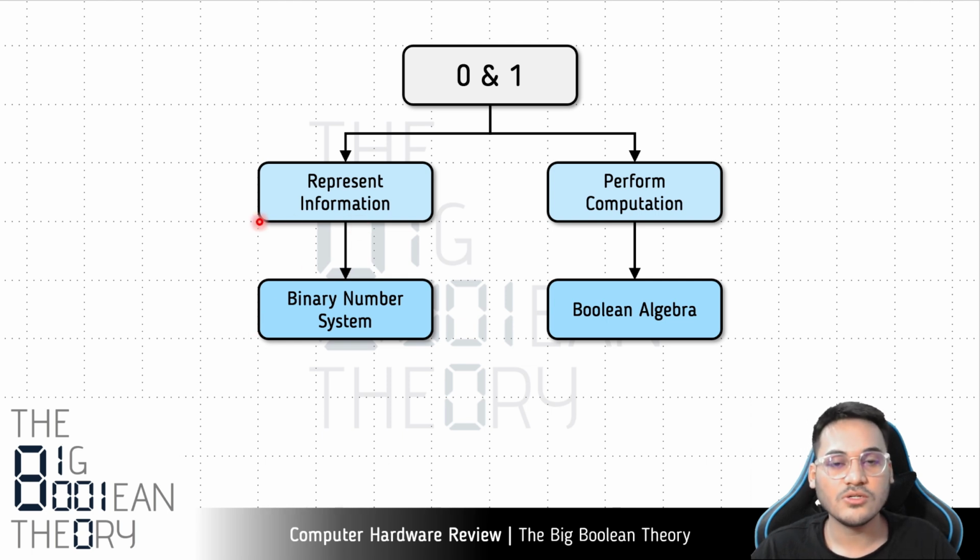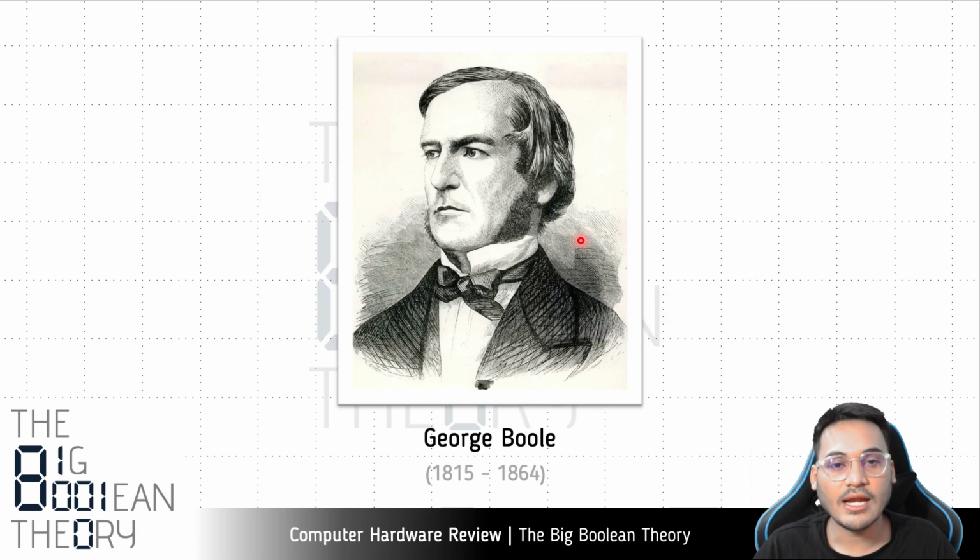Once we have the representation of information, we also need a way to perform computation, and that comes from a branch of mathematics which we call Boolean algebra. This Boolean algebra is a branch of mathematics which deals with operations using two states, that is 0 and 1. And why do we have this name Boolean, which is a very peculiar term? The origin of this term is from the scientist who proposed this. George Boole proposed this branch of mathematics using which we can perform the computation on two symbols.